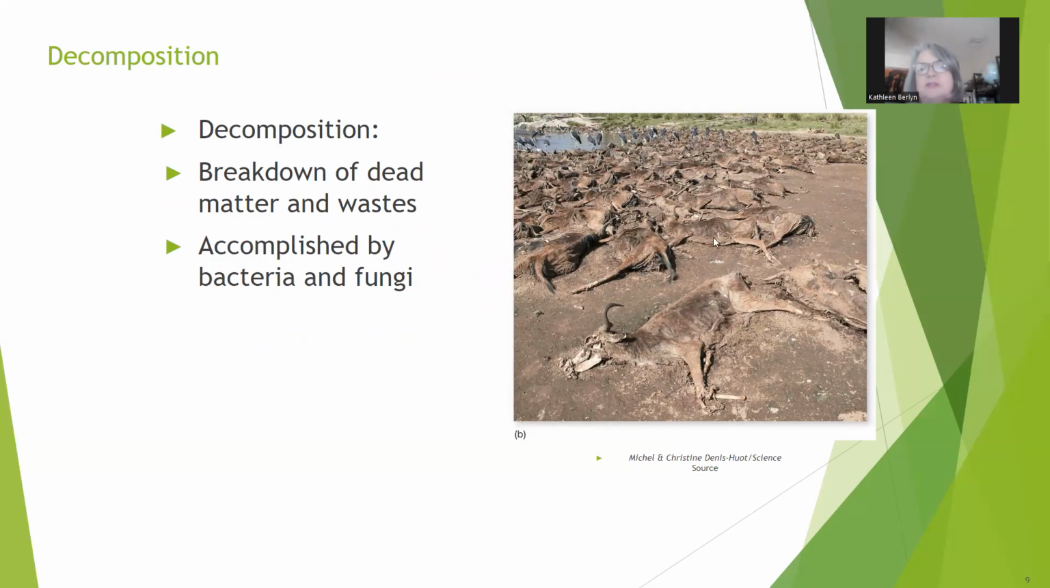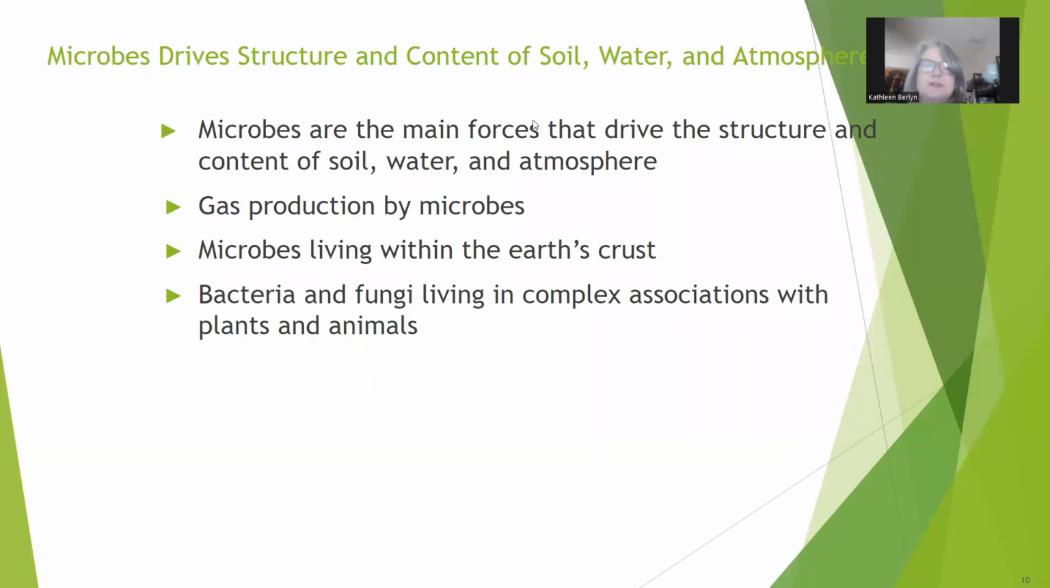Microorganisms are super important for decomposition. When things die, their bodies don't just lay around forever. Microorganisms will break down those dead organisms and return those nutrients back to a useful form, which can then be used as food for other bigger things, and then up and down the food chain. So decomposition, or breaking down dead things, is accomplished primarily by bacteria as well as fungi. We'll talk about that as we go through.